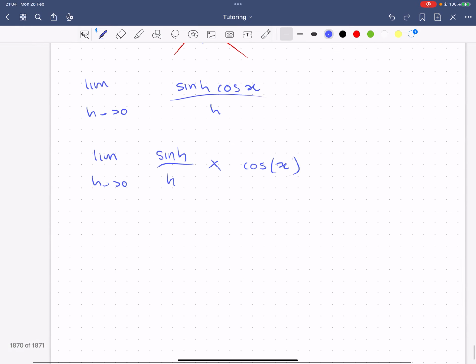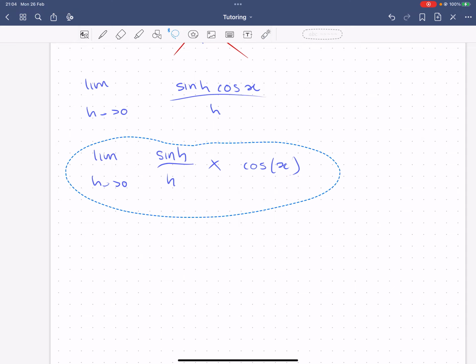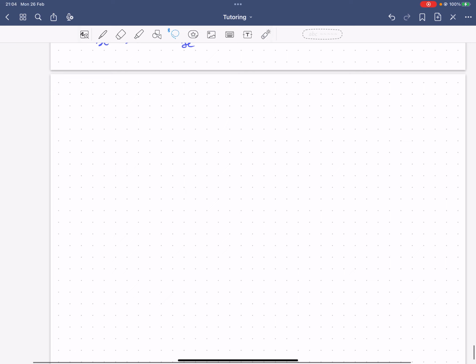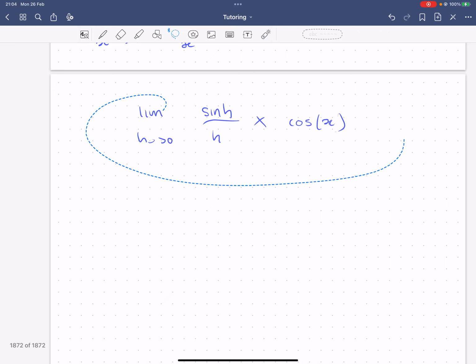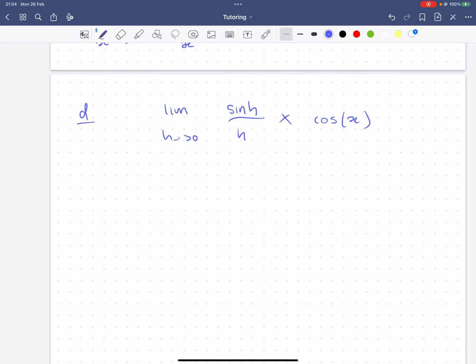Let's get back to why on earth we were figuring out that limit. We were trying to differentiate sine of x. So we used first principles and we were trying to figure out the differentiation of sine of x. Now we've just proven that this limit is a 1. So 1 times cos of x. So therefore the differentiation of sine of x is cos of x.